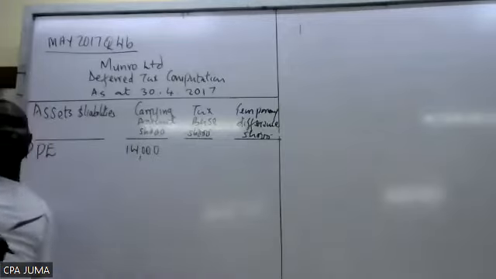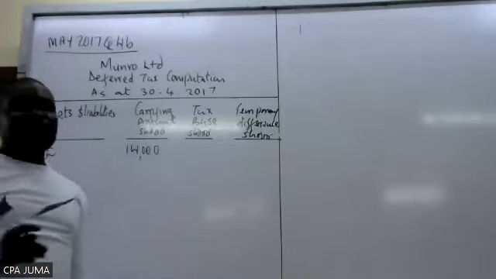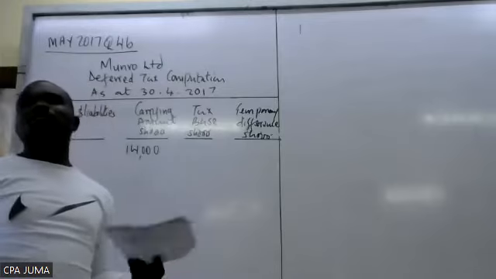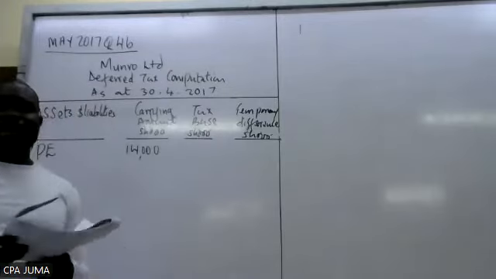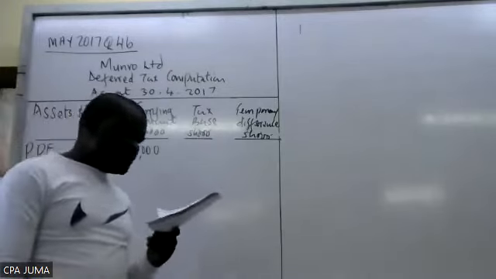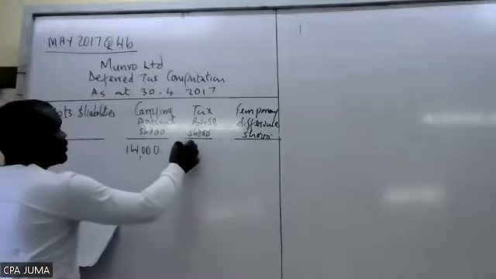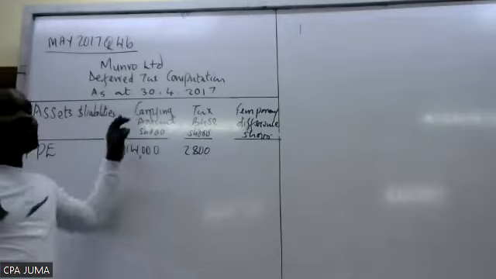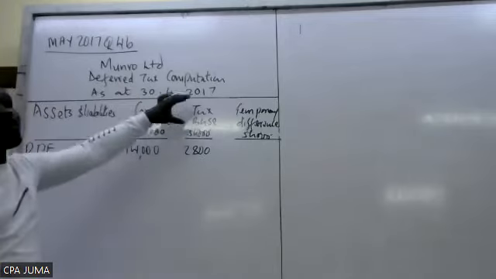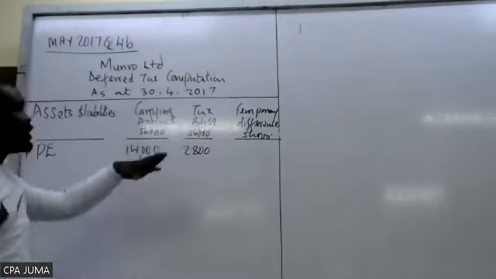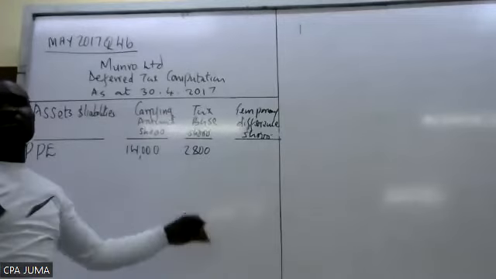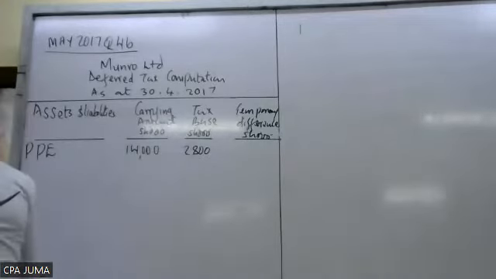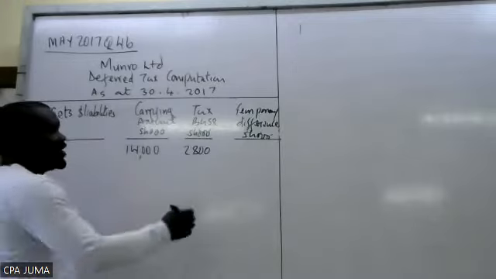Were we given its tax base? Yes, in note number 1, the tax base of PPE was given as 28. So the difference is temporary. This minus this gives 11.